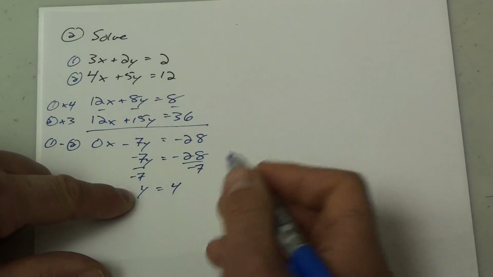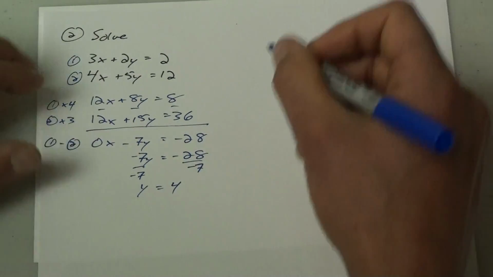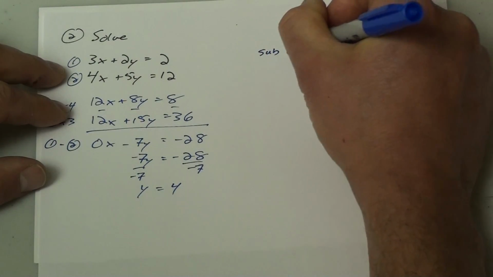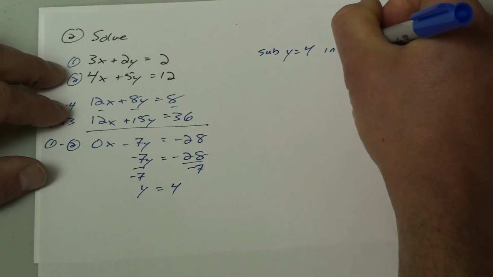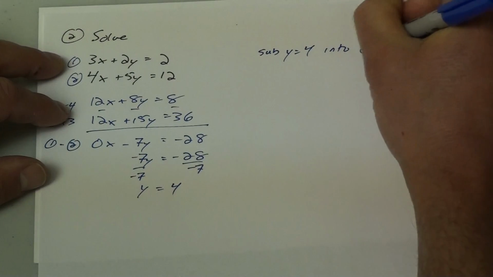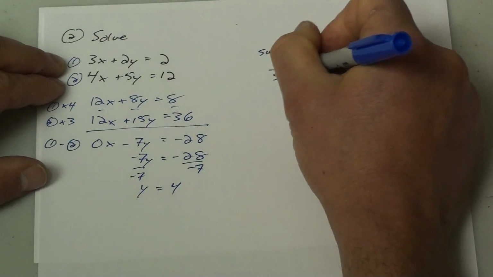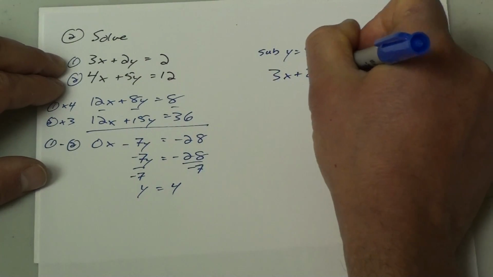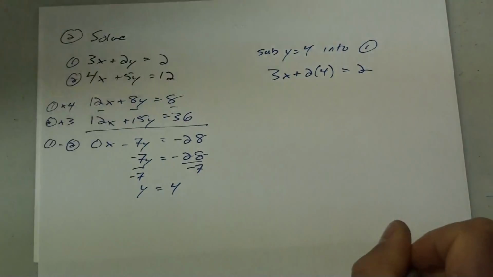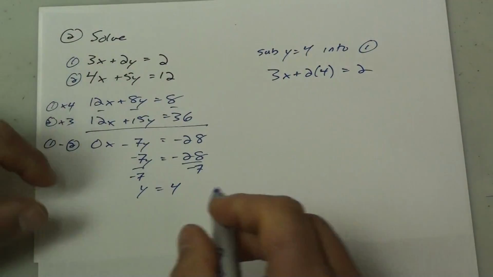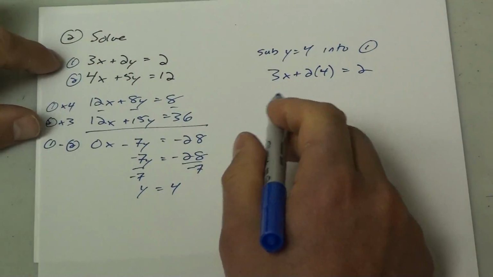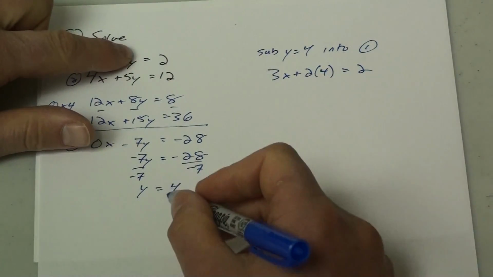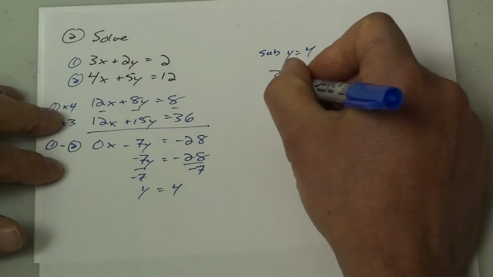Like before, when you solve for the one variable, you need to go back and find the other variable. I have to go back and find x right now. So I'm going to sub y equals 4 into an equation. I'm going to choose equation 1. So I have 3x plus 2 times 4 equals 2. I followed along with equation 1, but I replaced the y with the 4 value that I solved for.